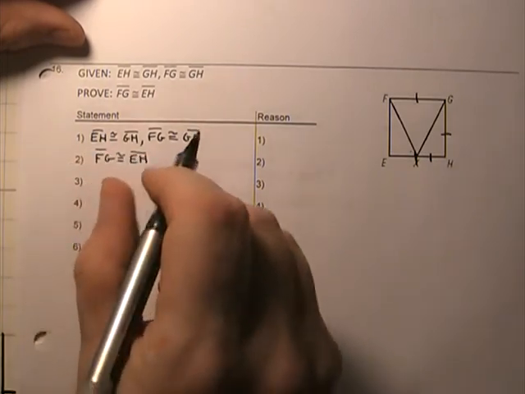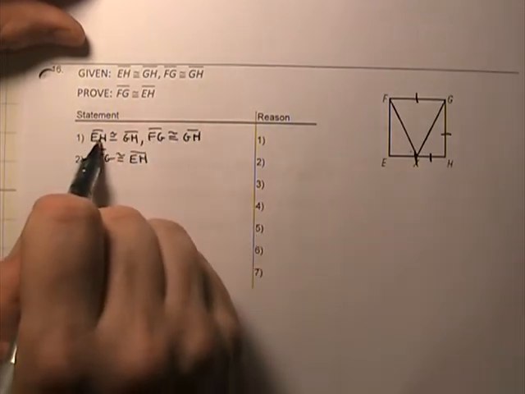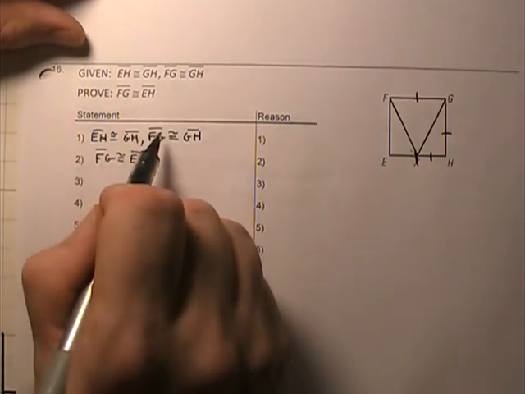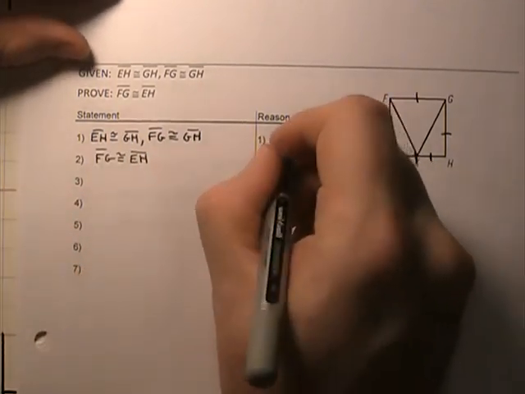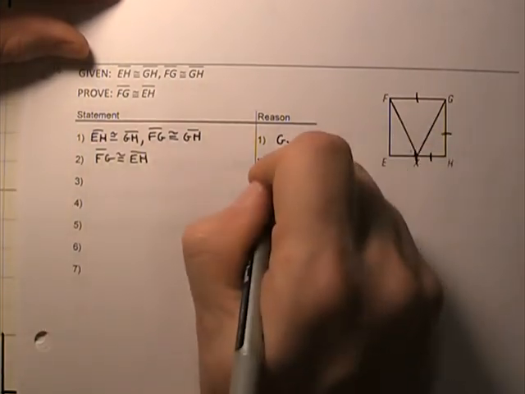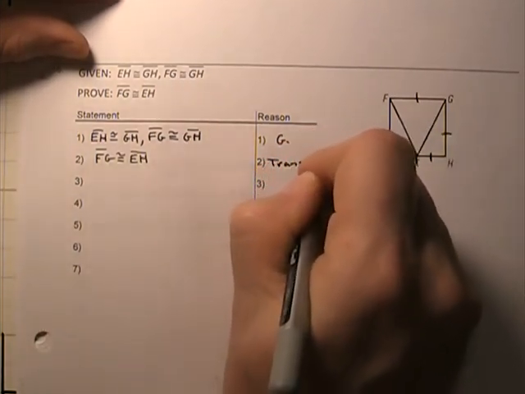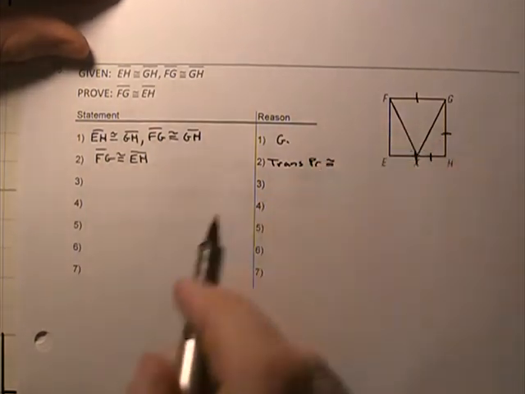You know why? If A is congruent to B, B is congruent to C, then A is congruent to C. Alright. So this was given, and this is the transitive property of congruence.